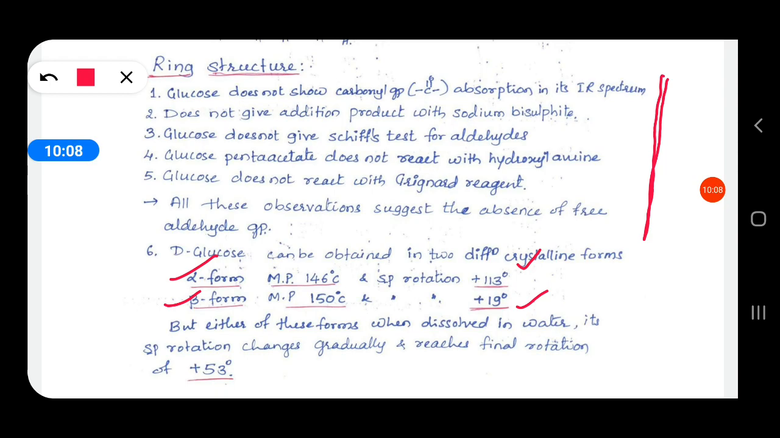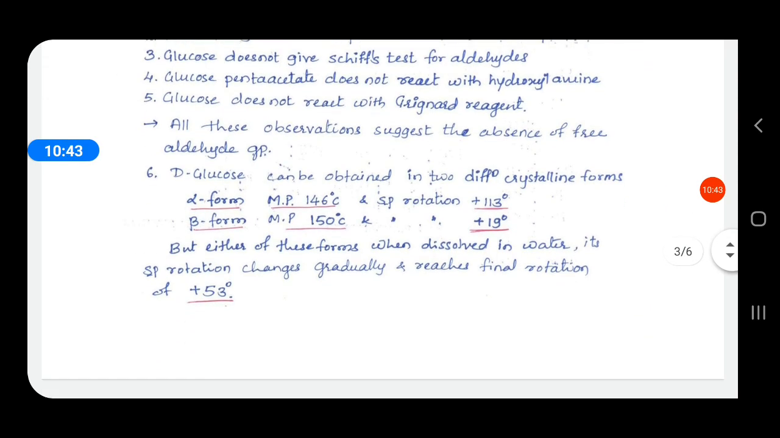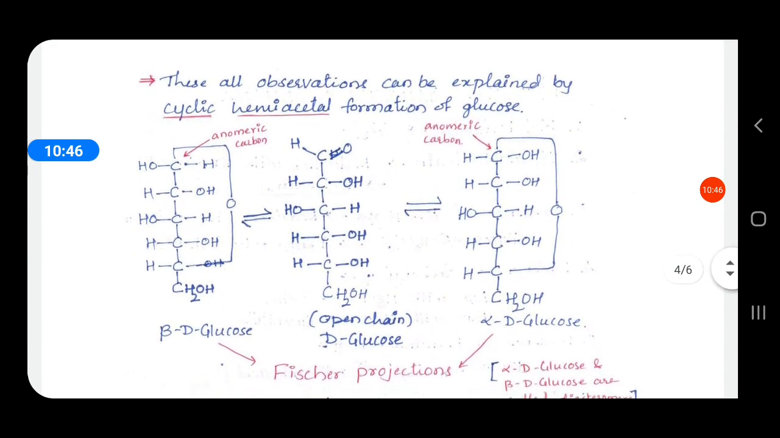But either the alpha or beta form, when dissolved in water, the specific rotation gradually changes and finally reaches plus 53 degrees. But these observations can't be explained by the already confirmed open chain structure of glucose. So these reactions show the absence of a free aldehyde group in glucose. So for that, the ring structure is constructed. The ring structure is the cyclic hemiacetal form of glucose.